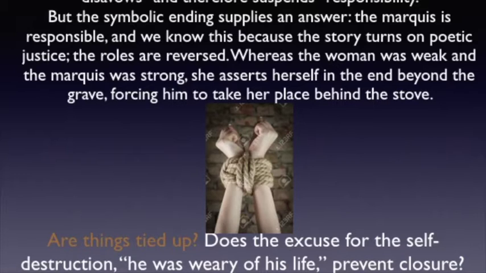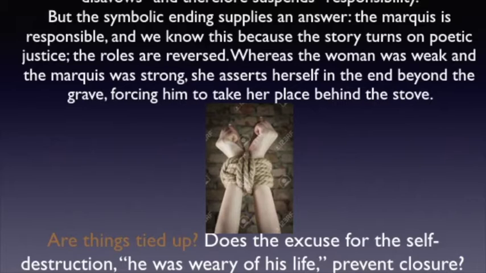So, are things tied up in the end? Does the end provide closure by meting out poetic justice? Or does the counter-explanation the narrator gives for the Marquis's self-destruction, he was weary of his life, prevent closure? And if it prevents closure, does it do so because there are two competing explanations, which leaves a residue of doubt? Or because perhaps our satisfaction is thwarted because the Marquis never takes responsibility for the transgression? Is the story more or less satisfying, interesting, or tight because of the uncertainty at the end?